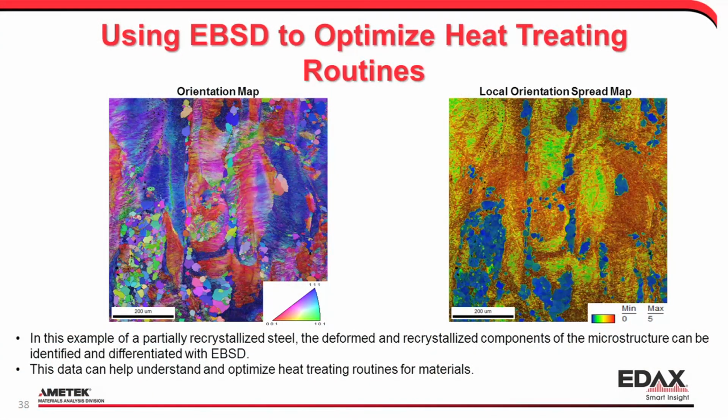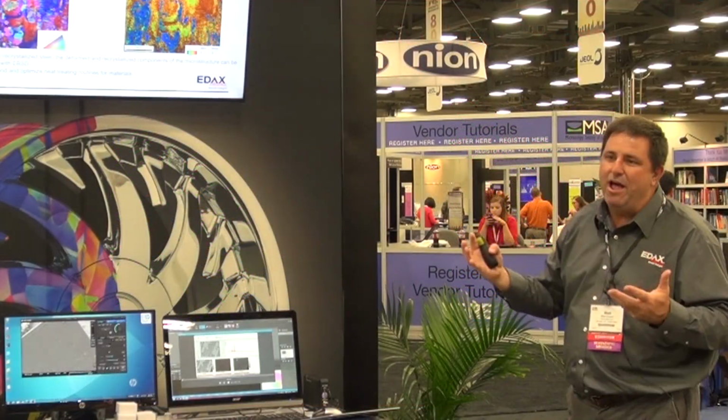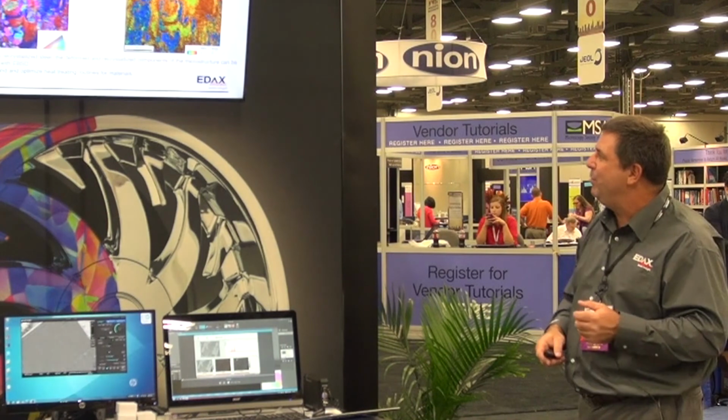And this is just an example of a partially recrystallized steel, where we see the orientations on the left, and on the right we can see areas that are recrystallized versus deformed, to get an idea of the fraction of both as a function of heat treating. So we can extract lots of parameters that correlate to different processing variables.